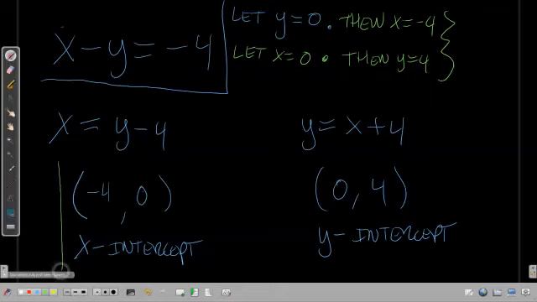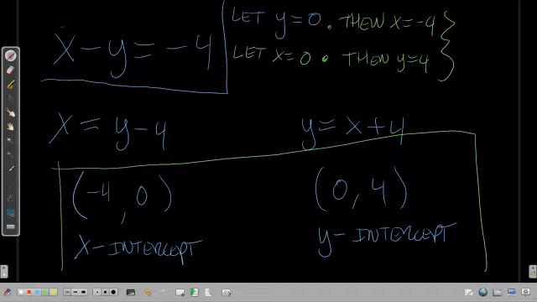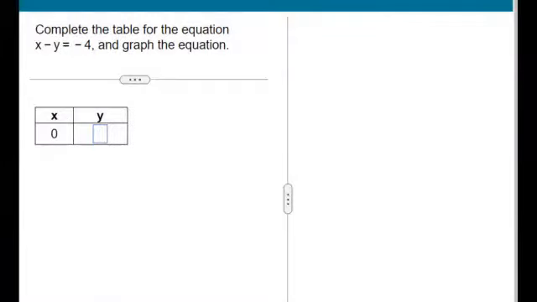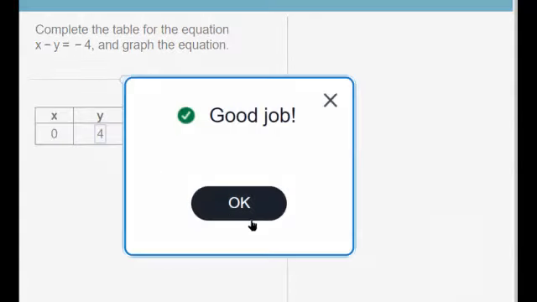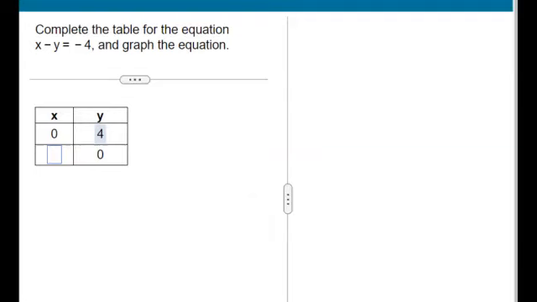Then these two statements have exactly the same meaning. Y is 0, x is minus 4. That's this one. X is 0, y is 4. That's this one. And that's what they're going to be asking us for here. When x is 0, y is 4. And when y is 0, x is minus 4.